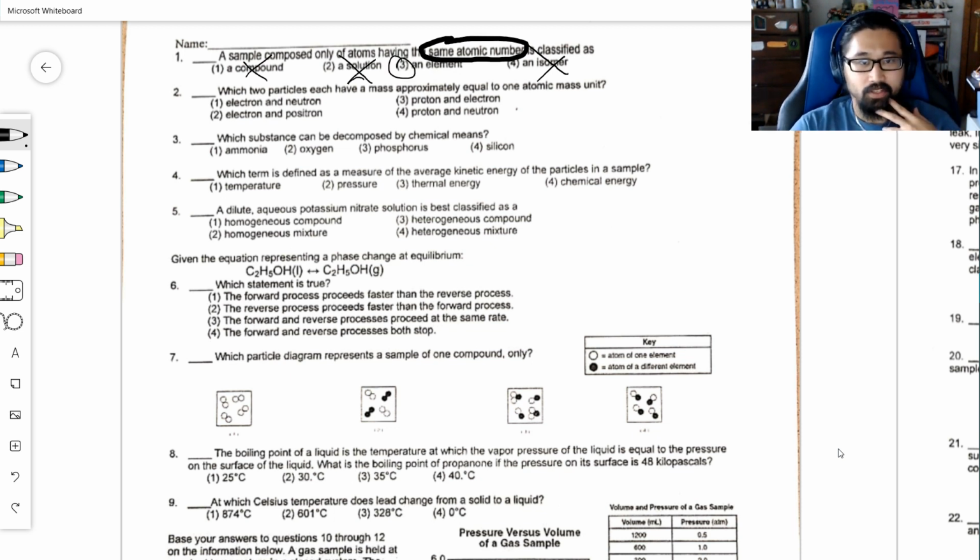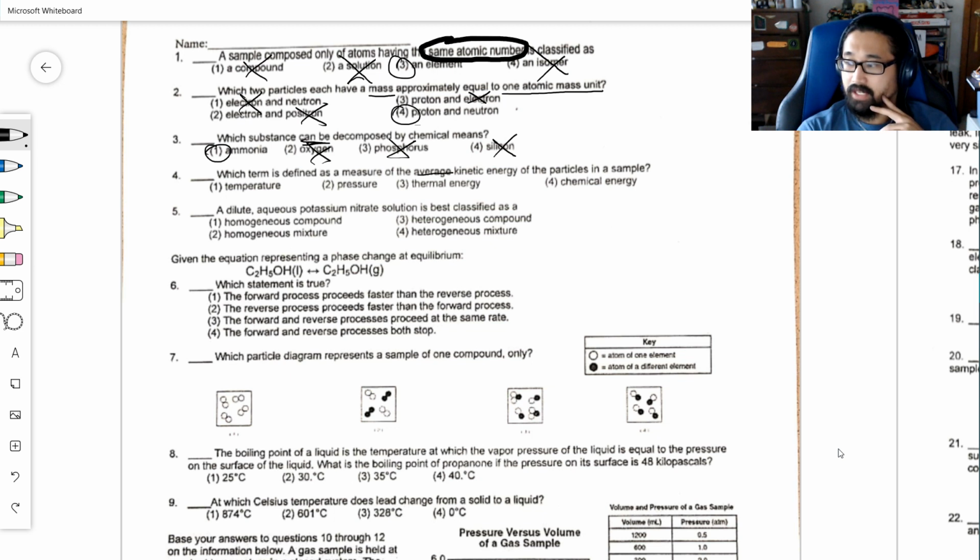All right. Second question, what two particles have a mass approximately equal to 1 atomic mass unit? So what two particles have a mass of 1? Hopefully you crossed out choice 2 because you saw positron. Hopefully you crossed out choice 1 because you saw electron. Again, you can cross out choice 3 because of electron. It has to be choice 4. What substance can be decomposed by chemical means? It cannot be an element. So it cannot be silicon, it cannot be phosphorus, it cannot be oxygen, it must be ammonia.